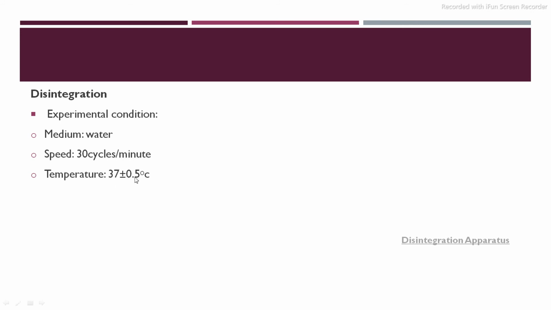So why are we going to keep this temperature? Because we are going to simulate the in vivo condition. 37 is generally our body temperature, and that's why we are going to provide the body temperature, or we are going to maintain the in vivo conditions. And why are we going to maintain this speed, that is 30 cycles per minute? Because your stomach and intestine always undergo some contraction and relaxation, so that's why we are going to maintain this much speed.